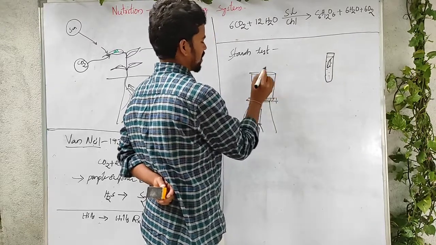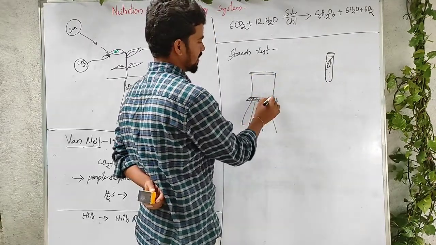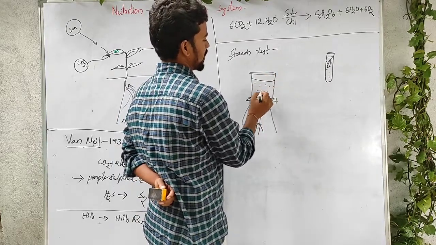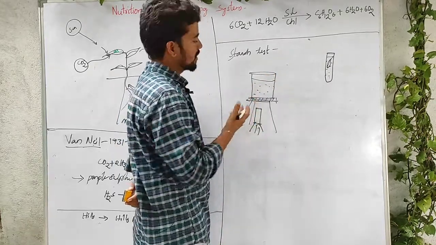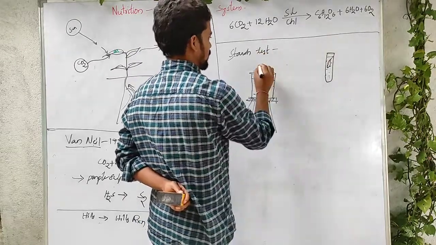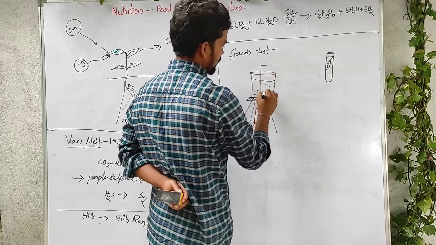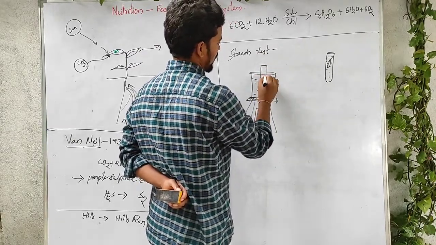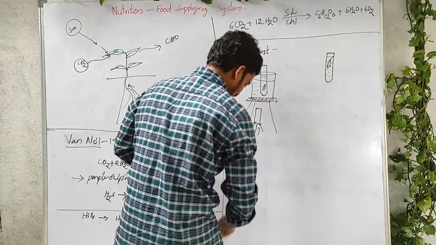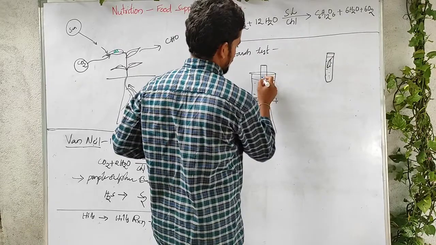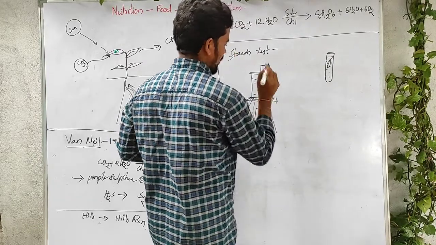On that we have to put a water bath. What is a water bath? A water bath is nothing but a beaker with water, and we have to boil it. That is what we call a water bath. On this we put the test tube, like this. In this we have methylated spirit. We have to boil it for around half an hour.